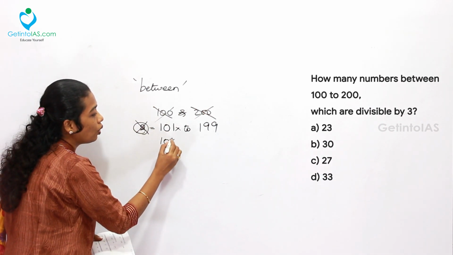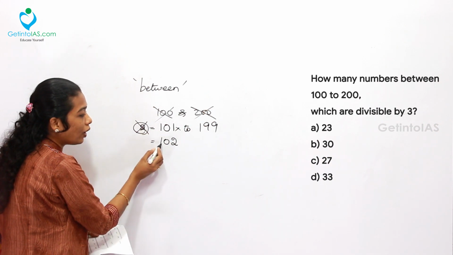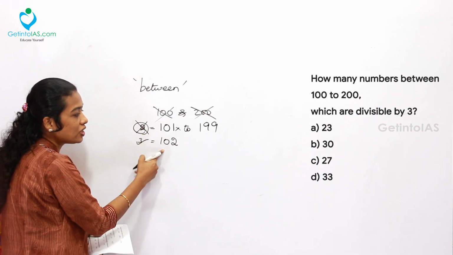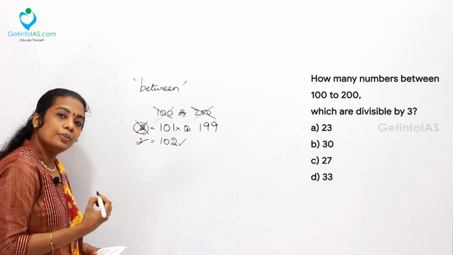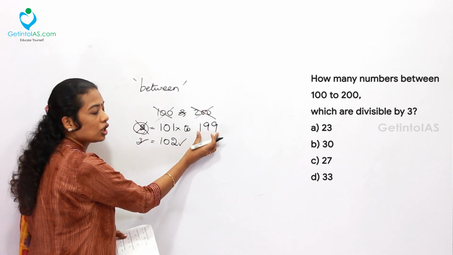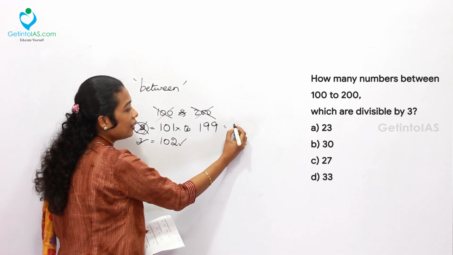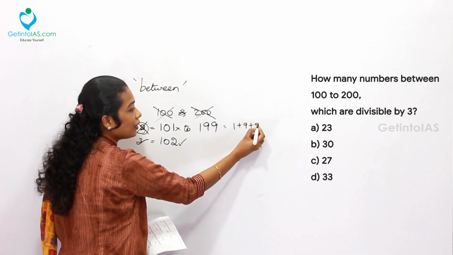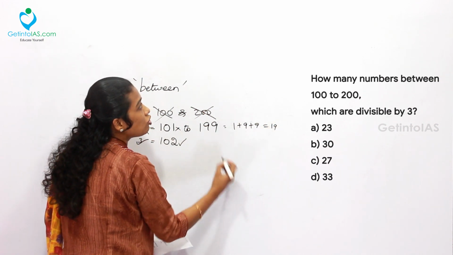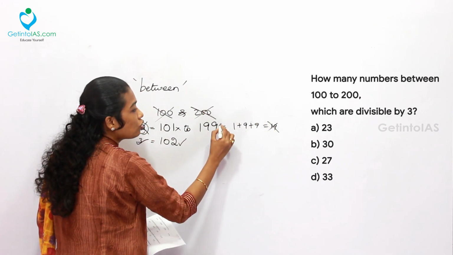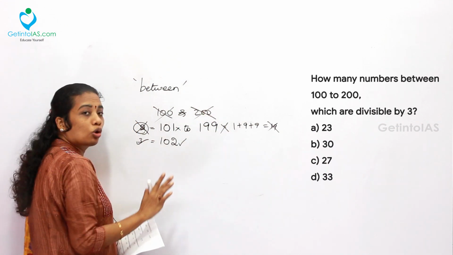What is the next number? 102. 102, 1 plus 0 plus 2, 3. Yes, which is divisible by 3. So we can say 102 is divisible by 3. Then the next thing, check for 199. 199 is what? 1 plus 9 plus 9. 1 plus 9, 10, plus 9, 19, which is not divisible by 3. So we can say 199 is not divisible by 3.